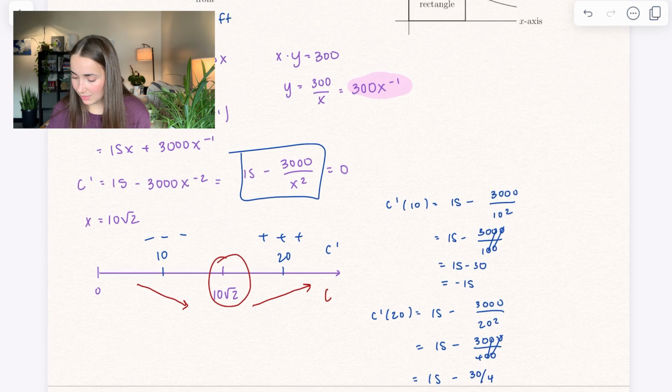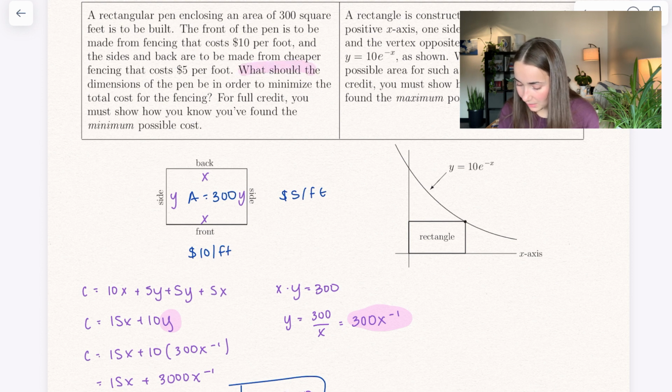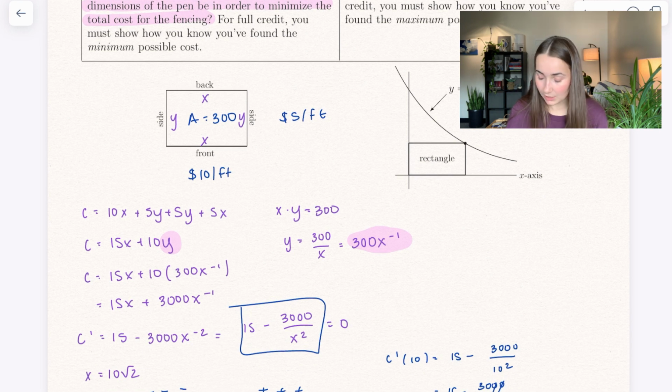So let's go back up and think about the question that is being asked. Here we want to show the dimensions of the pen in order to minimize the total cost of the fencing. It's not asking us to find the minimum cost, so that means I can go ahead and find my corresponding y value, and I'm going to use it with this equation right here.